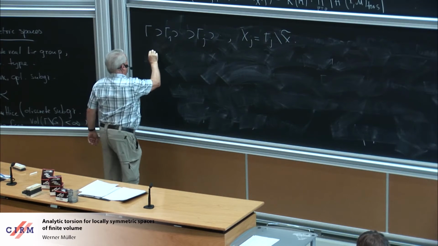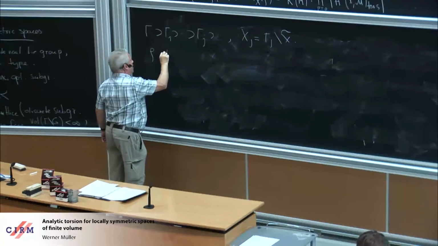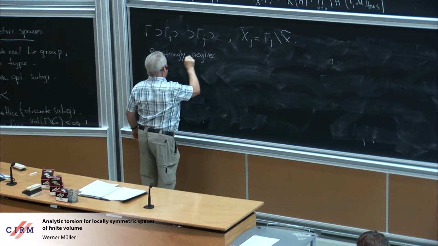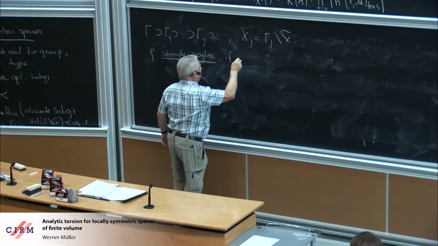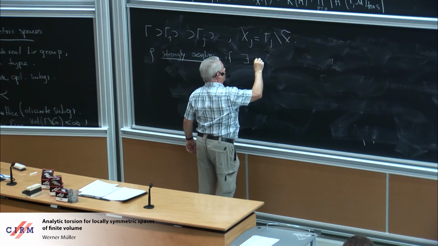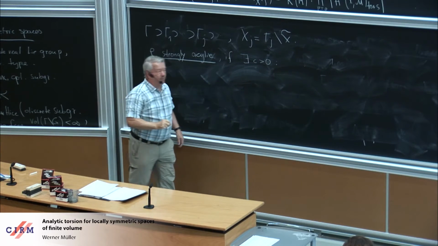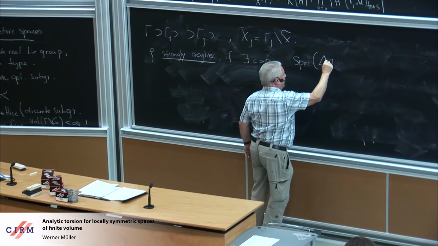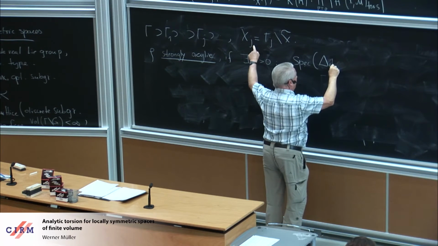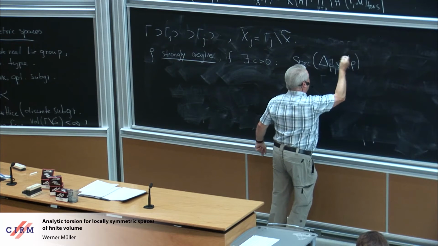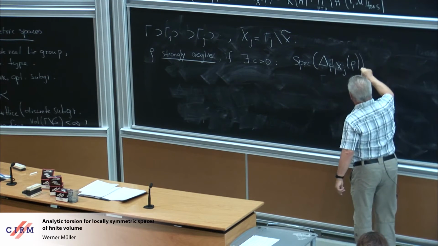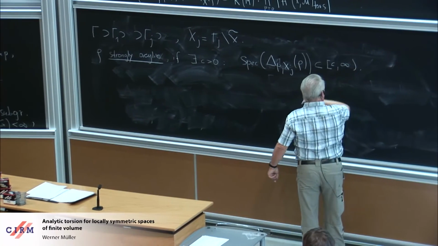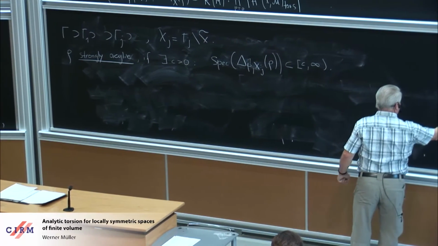And now this representation is called strongly acyclic if all the Laplace operators which we consider have a uniform spectral gap, meaning we consider the Laplace operator on p-forms on the corresponding covering space twisted by the corresponding flat bundle coming from our representation rho. And the assumption is the spectrum has a uniform lower bound by c. So, of course, this is a rather strong assumption.